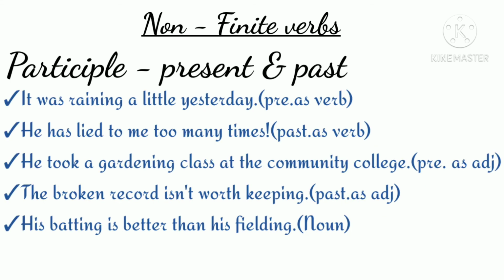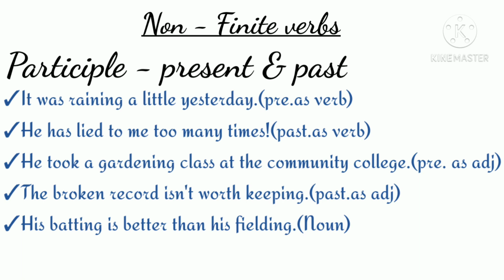A participle is a verb form that can be used as an adjective, to create verb tense, or to create the passive voice. There are two types of participle: present participle and past participle. Here are some examples in which present participle and past participle act as a verb, adjective, and noun.